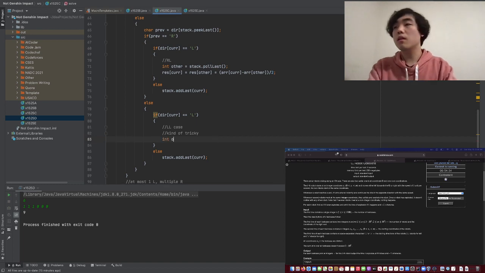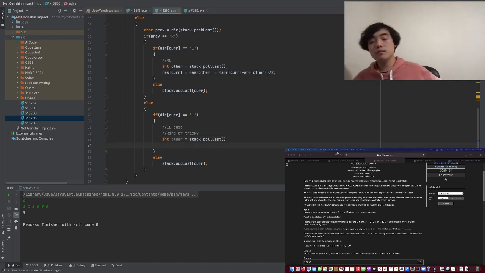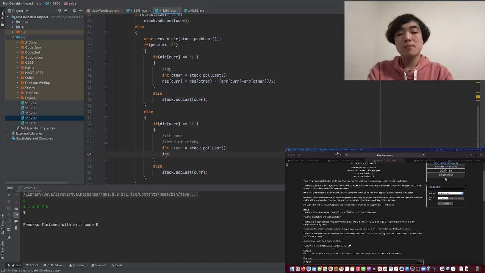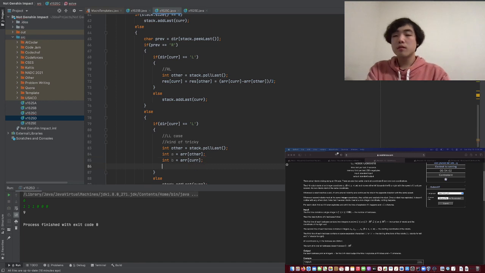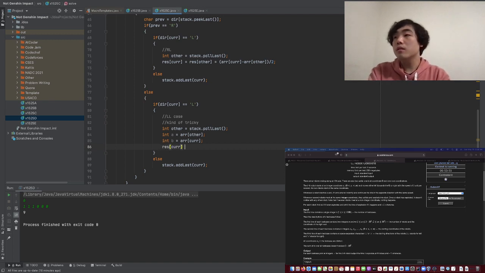LL case, how do we handle this? Okay, well, we need to get this thing anyway. I believe, okay, they both shift over by a, and then it's like b over 2. Because it's the same parity, it's fine. Yeah, okay, so res at cur is equal to res at other, which is now equal to a plus, well, like long a plus e minus a over 2.